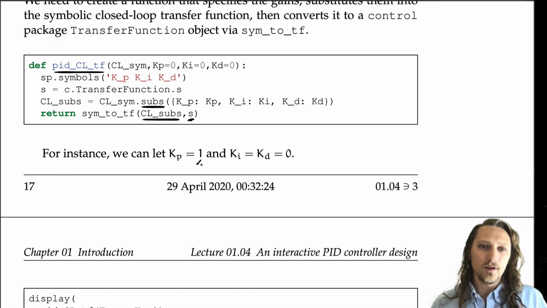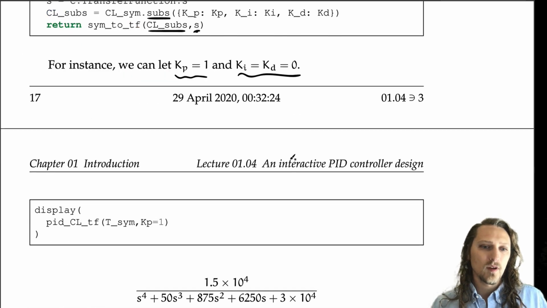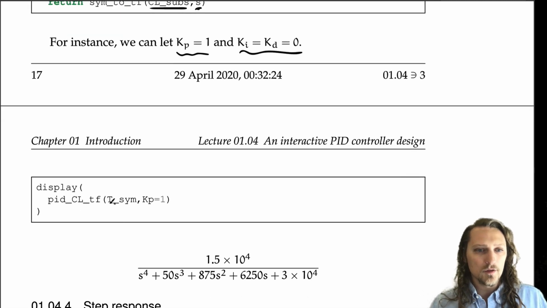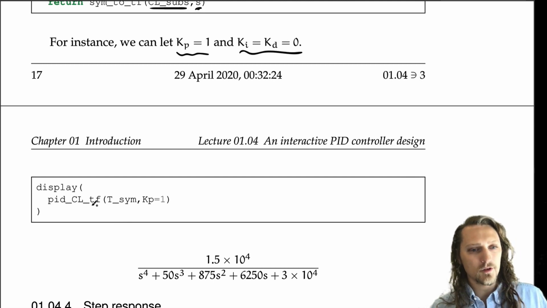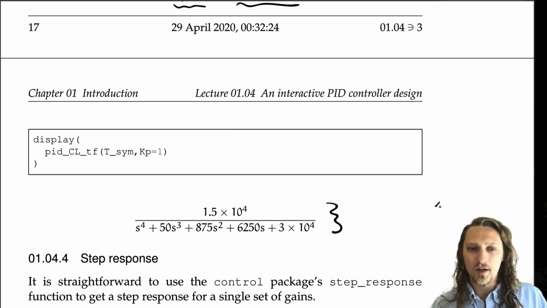So let's just, for instance, look at what happens if we say Kp is 1, Ki and Kd are 0. We could do that by just plugging the symbolic closed loop transfer function in with Kp equals 1 to that function we just created and then displaying the output in a pretty printing, and sure enough, it looks like a nice transfer function.